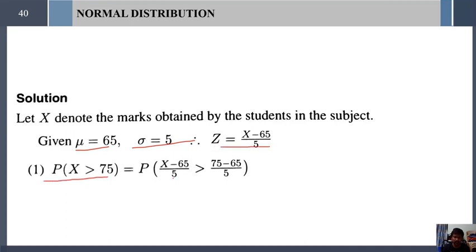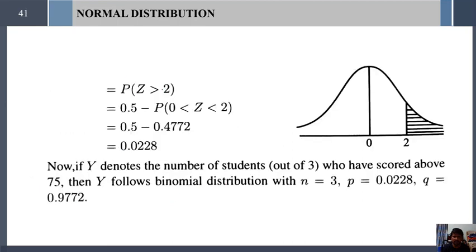So probability of x greater than 75 is nothing but z greater than, simply substituting x equal to 75 in this place, (75 minus 65) divided by 5. Then the probability of z greater than 2, and referring to the normal table, this is the probability of area lying between 0 and 2. So this is, as usual, 0.5 the entire area, and to calculate this area, 0.5 minus the area lying between 0 and 2.